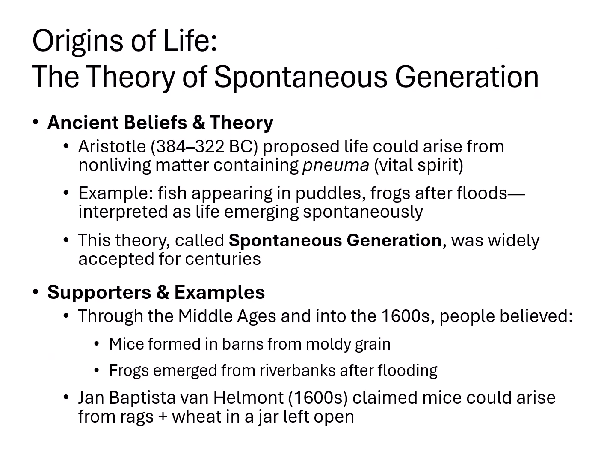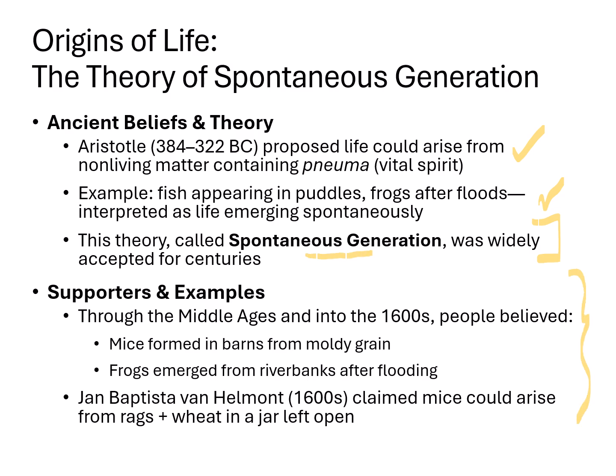Ancient scholars like Aristotle proposed that life could arise from non-living matter if it contained a vital spirit, something they called pneuma. Examples included things like fish appearing in puddles or frogs showing up after a flood. So this was known as spontaneous generation, although today we know it's not possible. And back then, they did believe that life could arise from non-life.